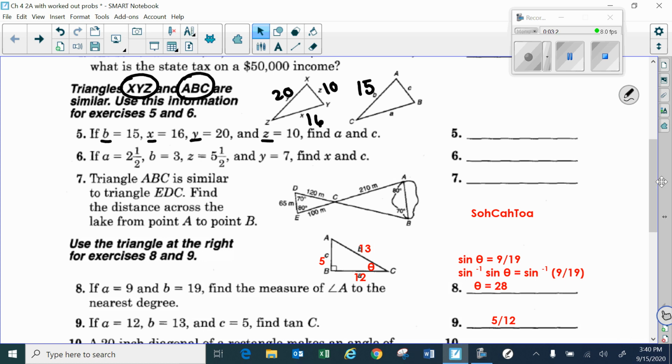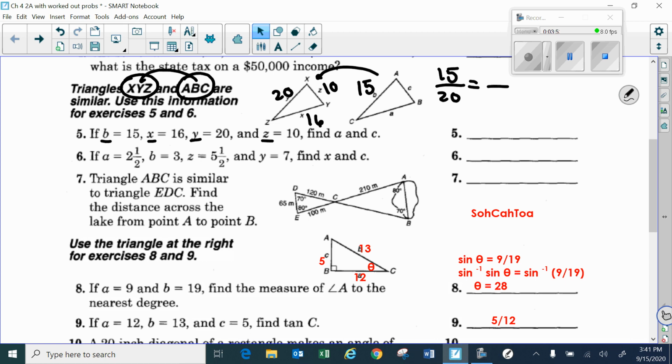Okay, so we look at which one. Obviously, B has to be matching up with something over on the other side. What does B match up with? B matches up with Y. So I have B over Y. So 15 over 20, that's my ratio when I'm going from this triangle to this triangle. So I put the 15 on the top, that represents the right triangle, 20 in the left triangle. So now I must go ahead and solve for A and C.